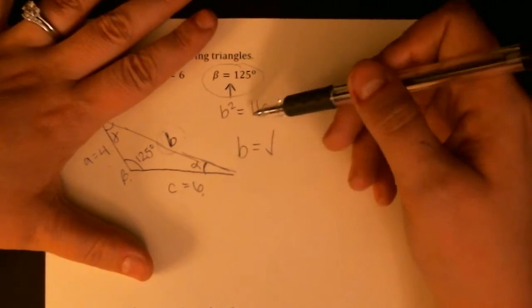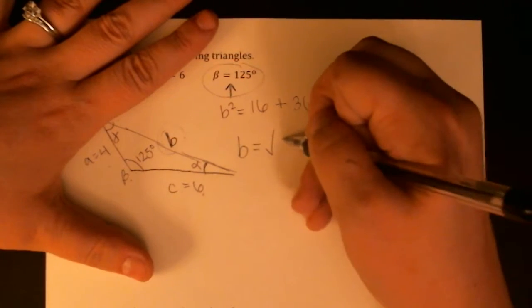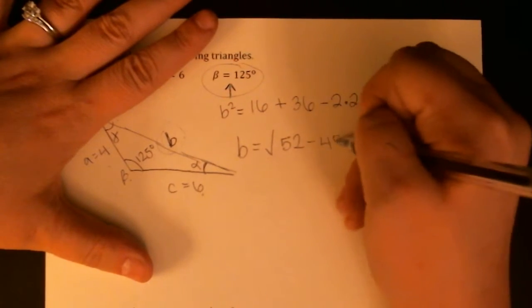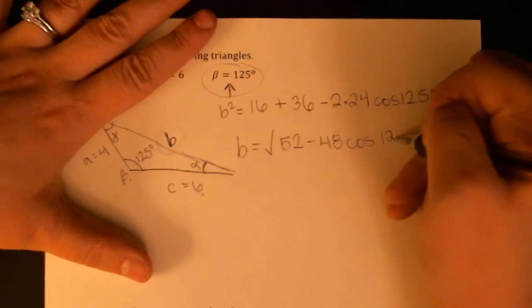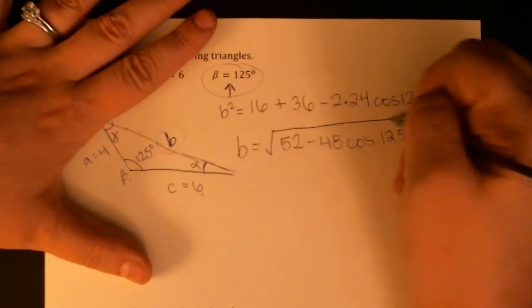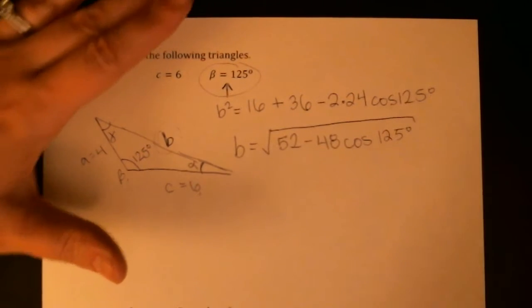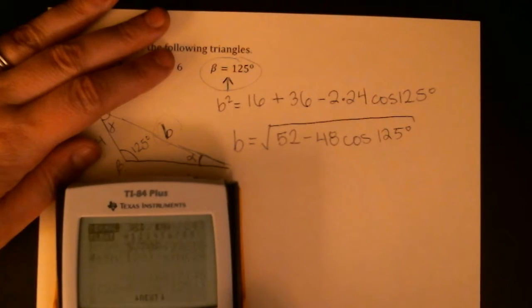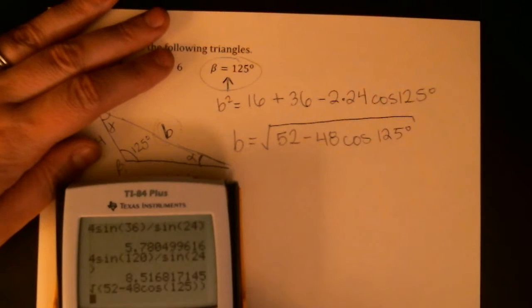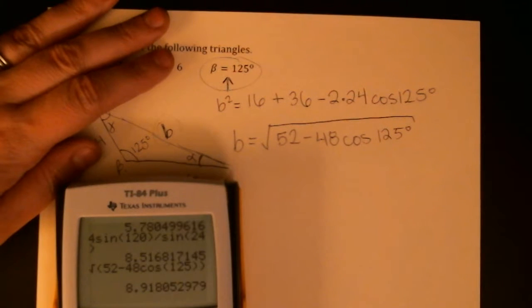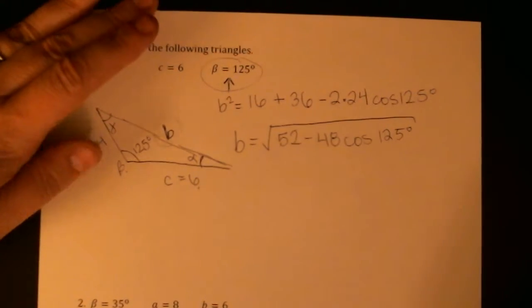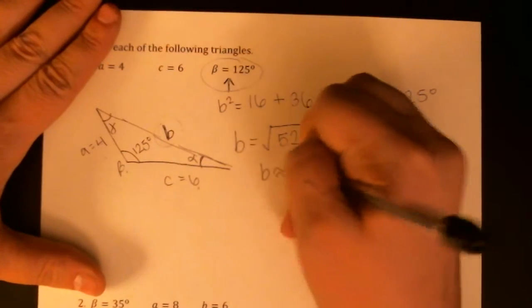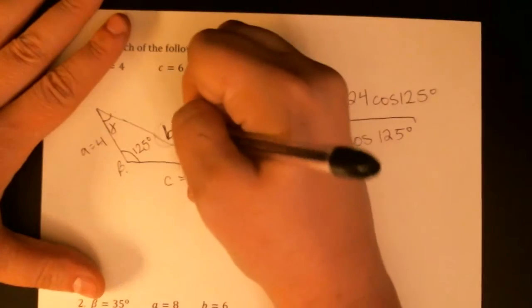I'm going to do a little bit more arithmetic again. I see 52 minus 48 cosine of 125 degrees. Okay, so if I take the square root of 52 minus 48 cosine of 125, and let me make sure I'm in degree mode, I am, I get about 8.92. So B is about 8.92.